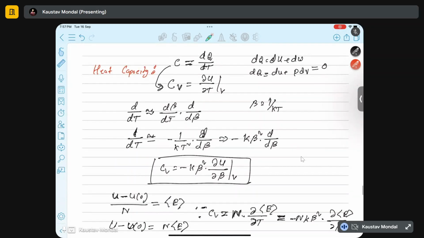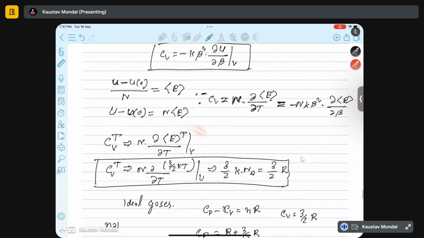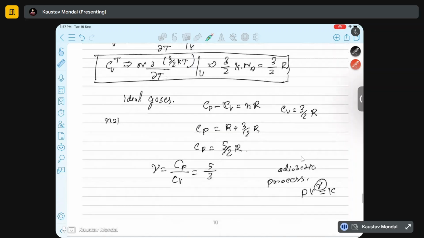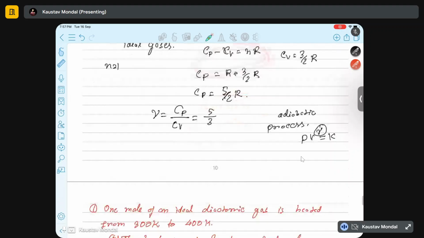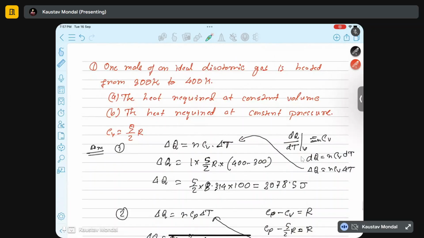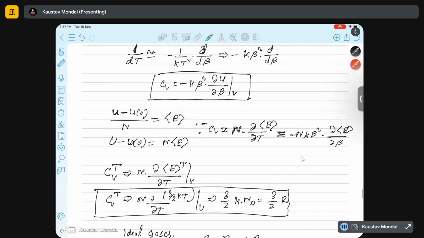And last we discussed the heat capacity. This is the expression for heat capacity at constant volume, Cv. If you know the internal energy or the mean energy of the system, you can calculate the total heat capacity of that system. Or if you know the translational part, you can calculate the translational heat capacity. For the ideal gas case, if you know Cv, from there you can calculate Cp also. Based upon that, we have discussed some problems also. So that's it for today's class.